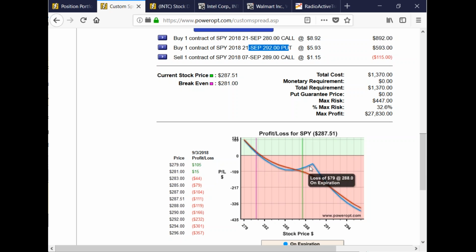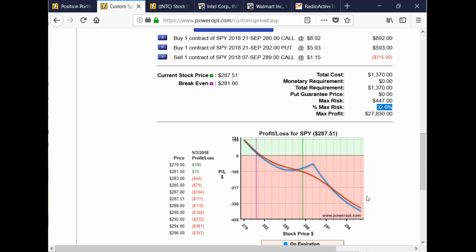That means if the stock moves up, what happens? You have a capped gain on the diagonal spread. Whatever gains you make on this 280 call are eventually going to be countered by the 289 call, which is going to go to a delta of 1 or intrinsic value on September 7th. But then the whole time, that 292 put you paid $6 for is losing value. So you see a maximum risk of 32%.